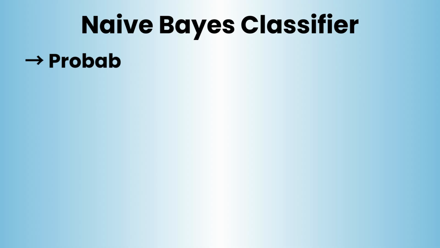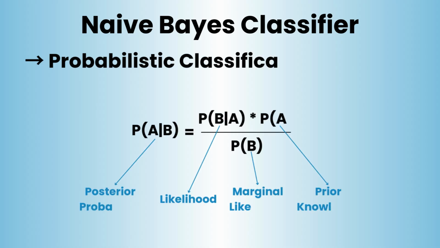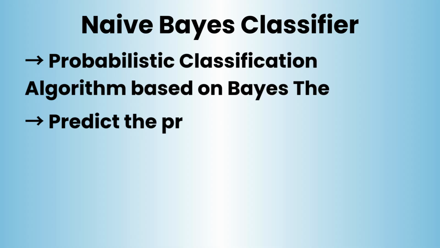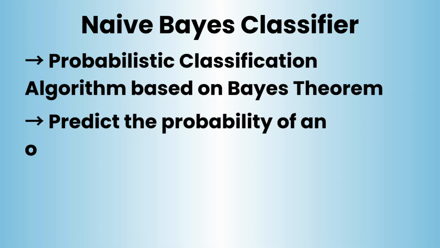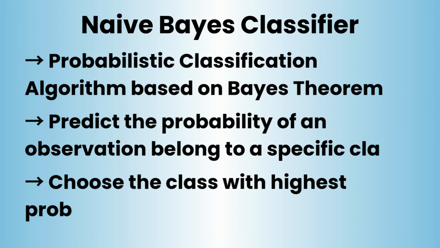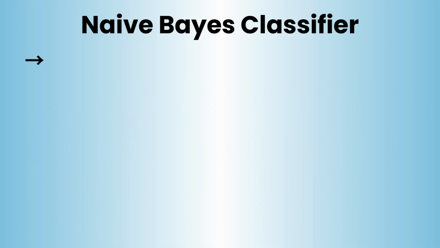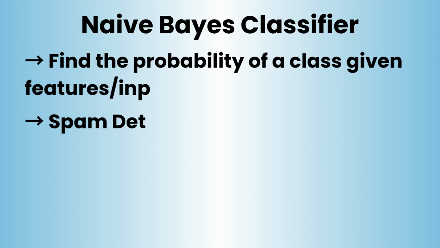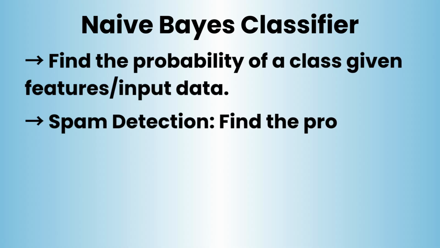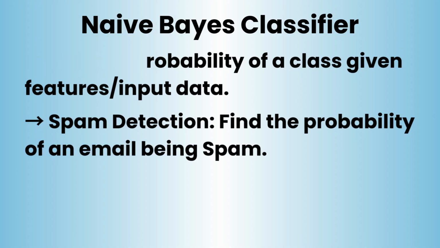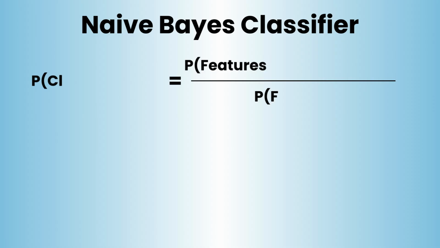It is a probabilistic classification algorithm based on Bayes' theorem. It predicts the class of an observation by calculating the probability that it belongs to each possible class, then choosing the class with the highest probability. For classification, we want to find the probability of a class given the features. If we consider an example of spam detection, we need to find the probability that an email is spam given the words it contains. Here is the formula.